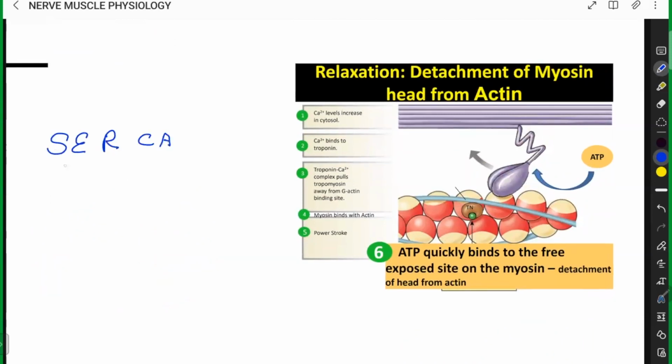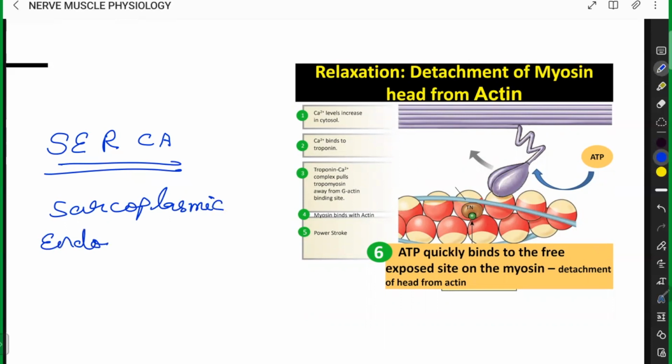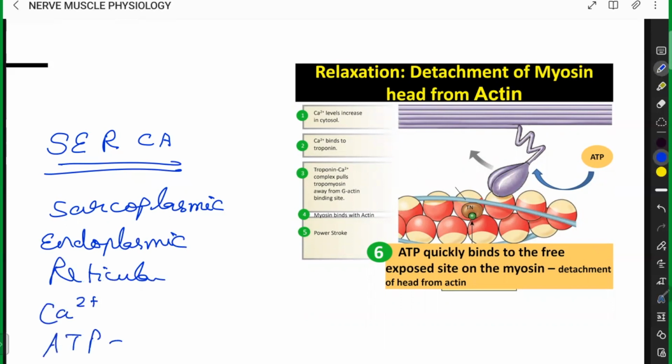SERCA. What is SERCA? It is sarcoplasmic endoplasmic reticulum calcium ATPase. Come on, write along with me. Sarcoplasmic endoplasmic reticulum calcium ATPase. This is the one that is going to be helping in the entire process.